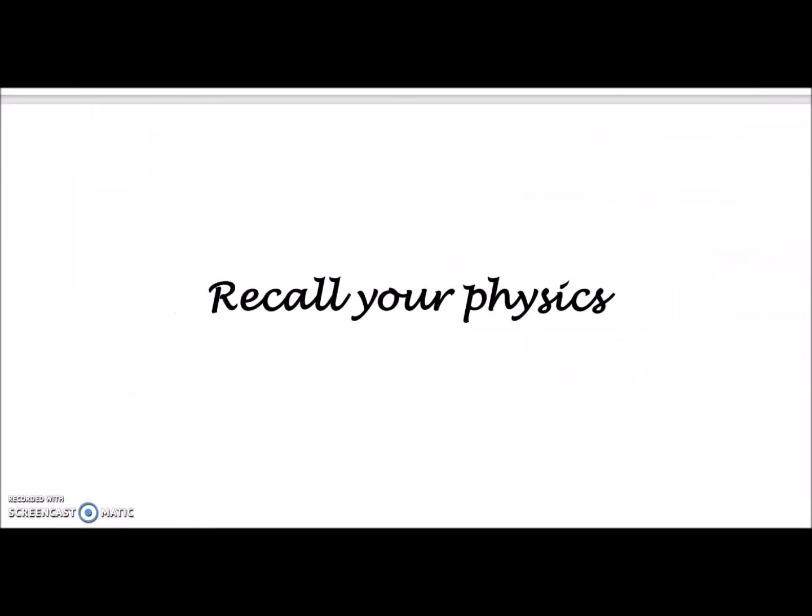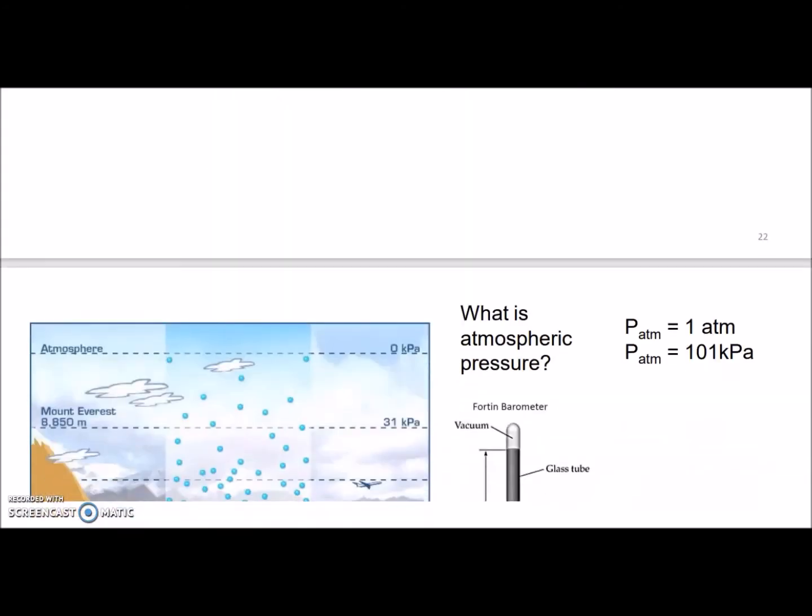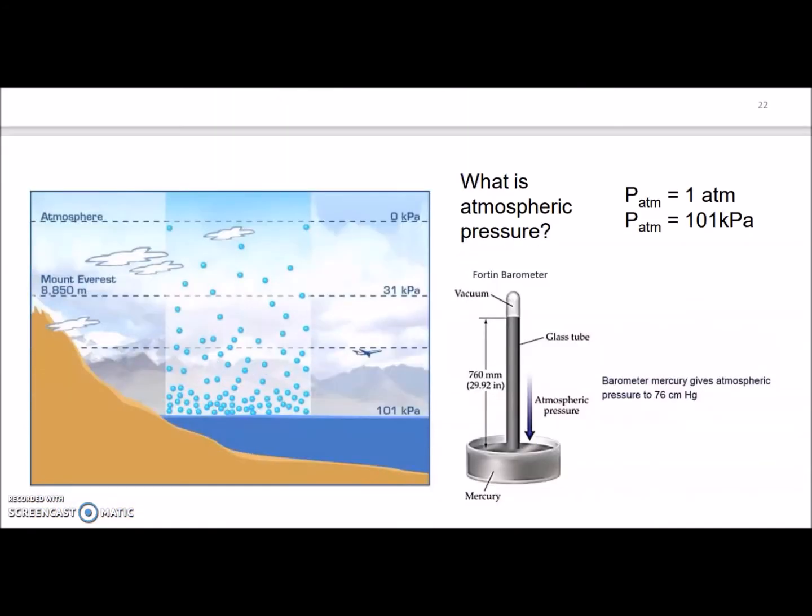Let's recall your knowledge of physics. What is atmospheric pressure? Atmospheric pressure can be represented as 1 atm or 101 kilopascal. Above the atmosphere, the pressure is 0. At the mountain, the pressure is less than at the surface of water. At the mountain, the pressure is 31 kilopascal.